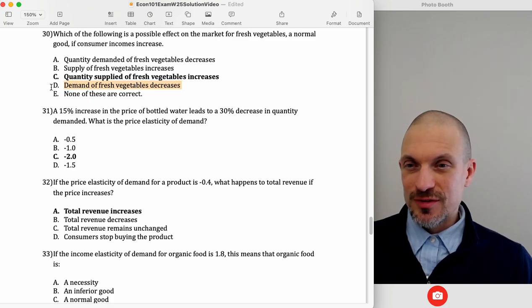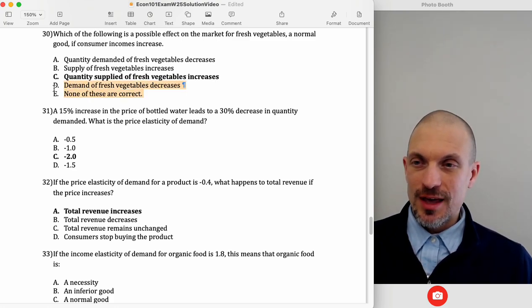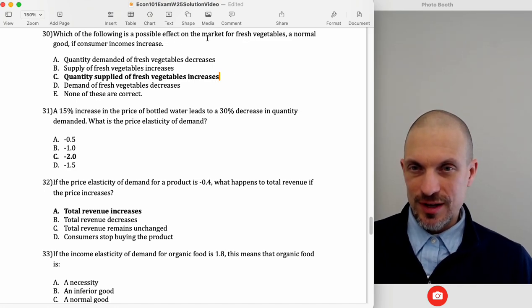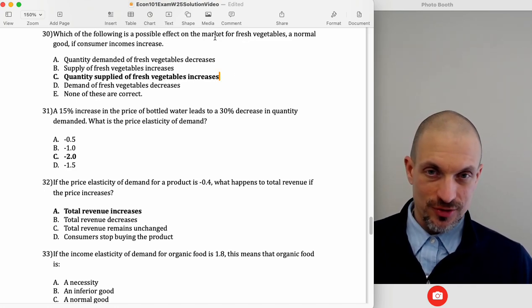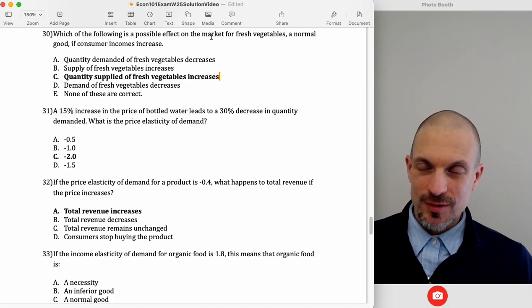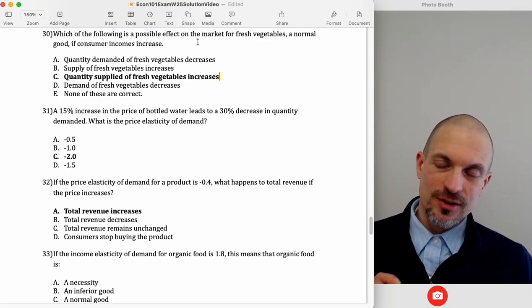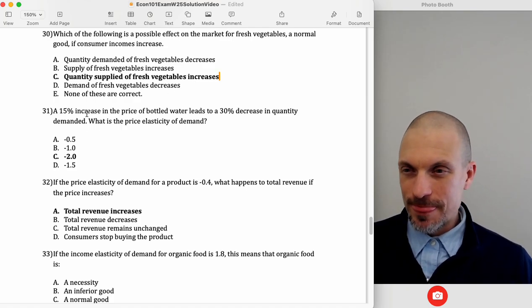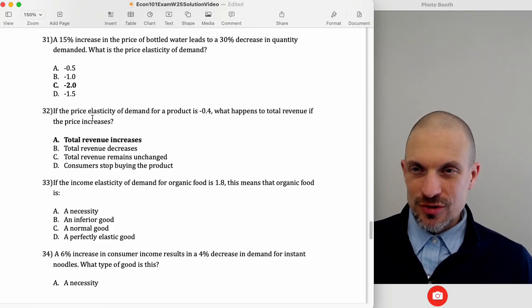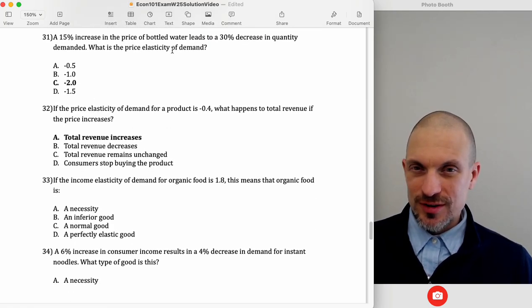Demand for fresh vegetables decreases. Nope, that's not going to happen. And no, it's not that none of these are correct. It's that we're going to get a rightward shift in the demand for fresh vegetables because they're a normal good and consumer incomes have increased against a stationary supply curve. That gives us a higher price, so we get a higher quantity supplied.